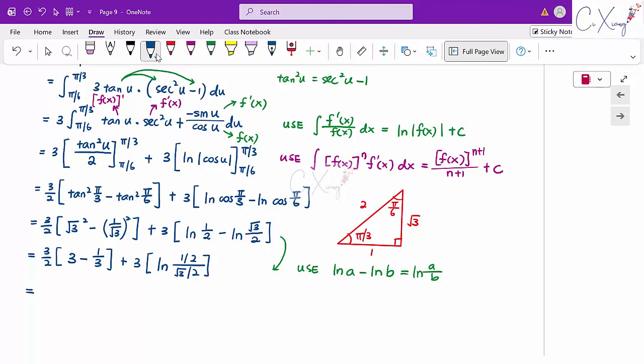Okay, so 3 minus 1 over 3. What do you get? You'll be getting 8 over 3. Therefore, I'm having 3 over 2 multiplied with 8 over 3. Okay, then for this part, ln half divided by surd 3 over 2. What do we have here? We will be having ln 1 over surd 3 if you simplify it.